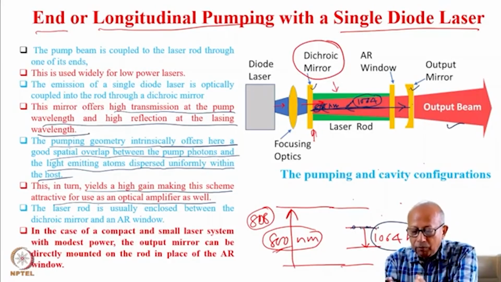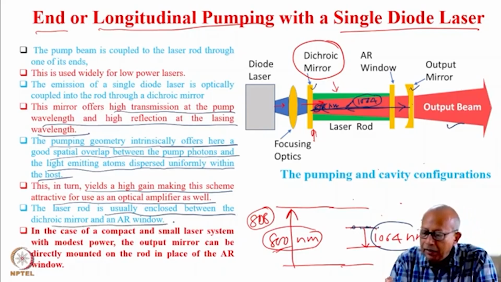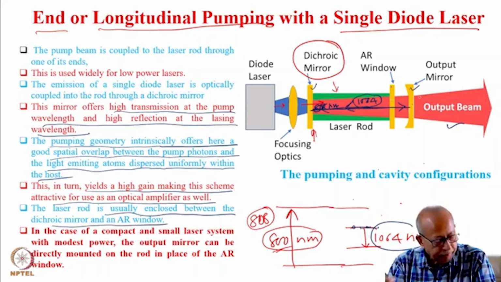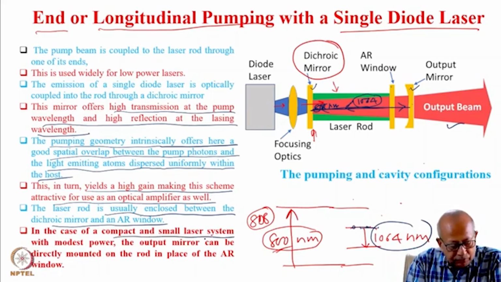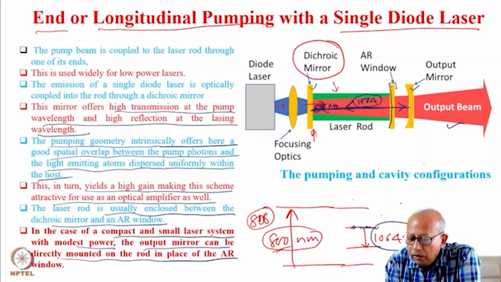Come back to the operation of this as a laser. The laser rod is usually enclosed between the dichroic mirror and an air window. This is an air window, which allows 1064 to pass through it. In the case of a compact and small laser system with modest power, the output mirror can be directly mounted on the rod in place of an air window. So you can actually mount the output mirror directly here for a small and compact laser system, and then there won't be any need for an air window.